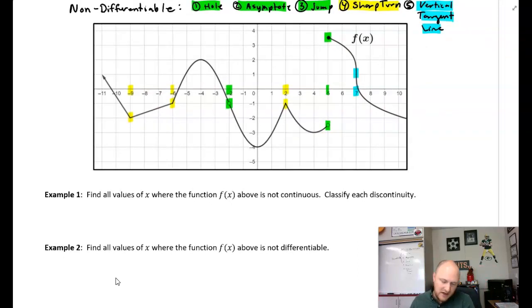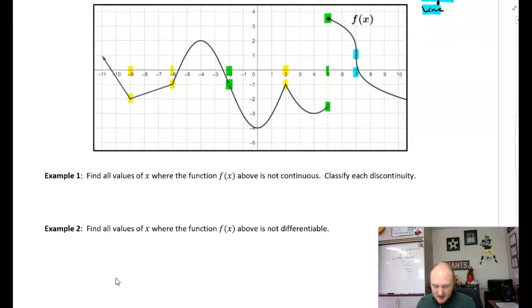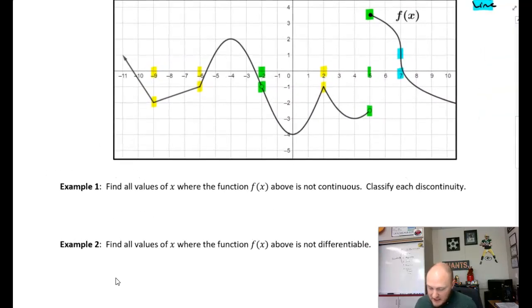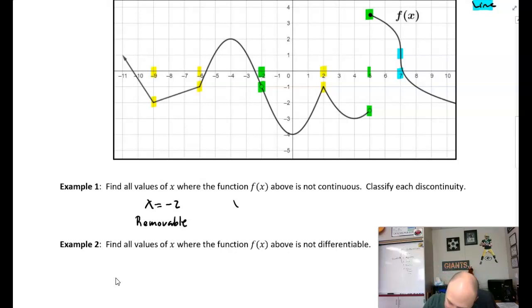Okay, so here we go. Example number 1, which we kind of already did. Find all values of x where the function f of x is not continuous, and then classify each discontinuity. So not continuous, that's going to be x equals -2, and that is removable. And then x equals 5, that is non-removable. That's a jump, right? Non-removable.